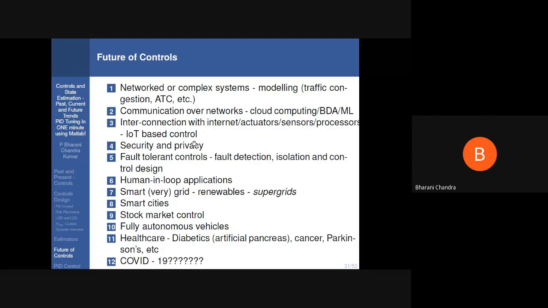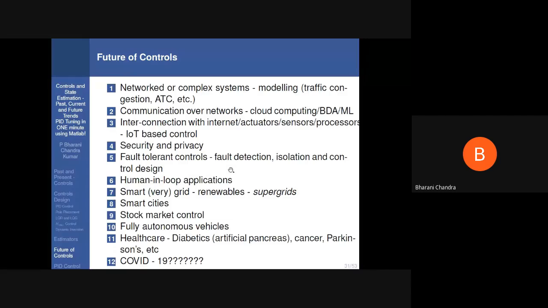And as far as the future of controls is concerned, many approaches and many control techniques are required. As I discussed, if the system is very complex, then modeling itself is a big challenge, like traffic congestion or air traffic control. The next thing is communication over networks, where we need expertise from cloud computing, big data analytics, or machine learning, where there is interconnection between the internet, actuators, sensors, and processors, which is so-called IoT based control. And security and privacy also play a crucial role and are very much required.